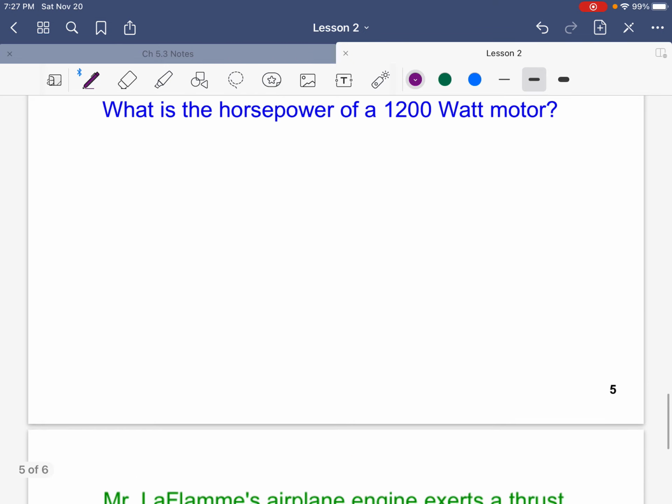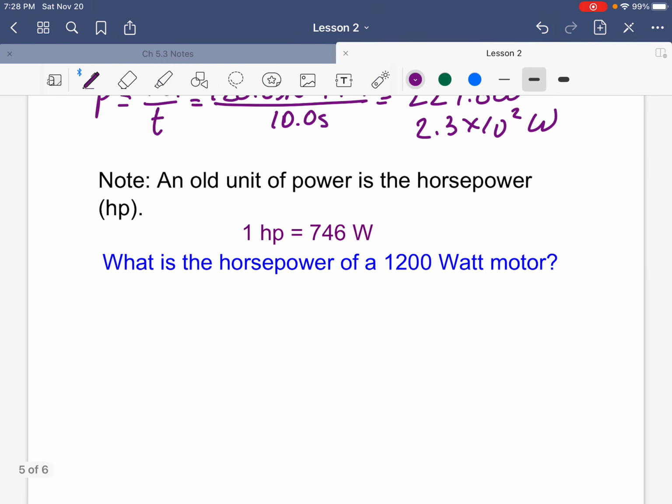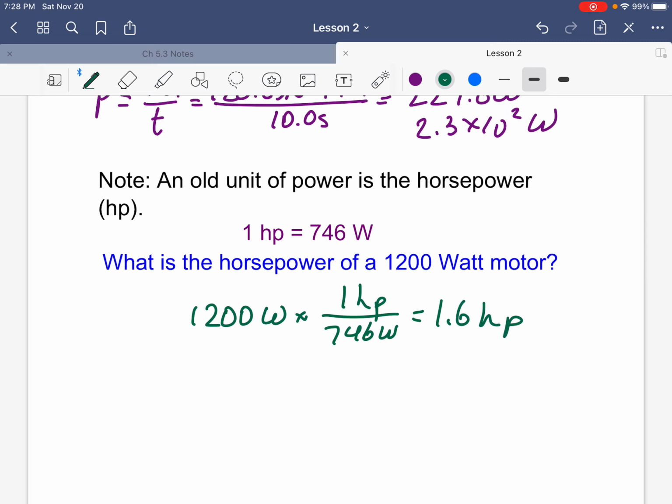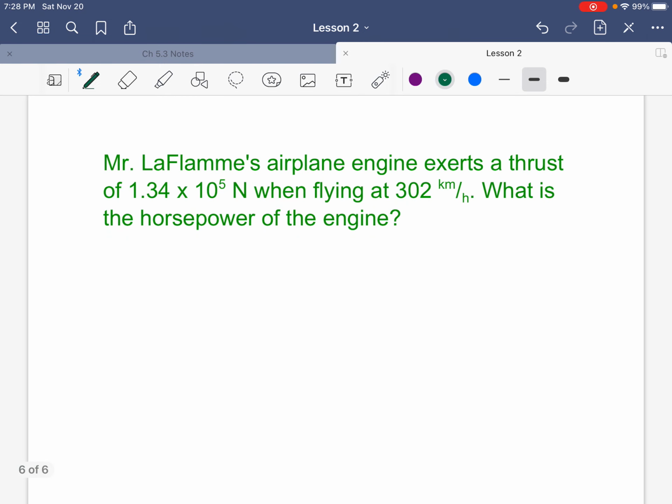Now, one thing to note. An old unit of power is the horsepower, HP. 1 horsepower is 746 watts. No, I don't expect you to memorize it. If I wanted you to know this, particularly, I would write it on the formula sheet. But the question would be, what is the horsepower of a 1200 watt motor? Well, 1200 watts times 1 horsepower divided by 746 watts is 1.6 horsepower. So a 746 watt motor is the power of 1 horse, or thereabouts.